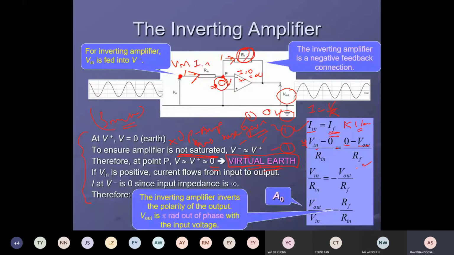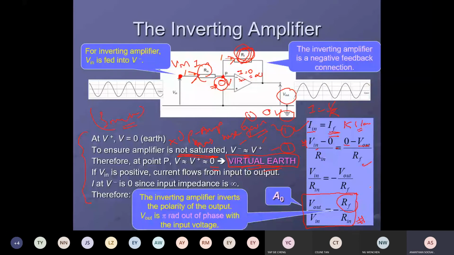After that, just rearrange V out over V in, and you get negative RF over R in. Yes. So what is this formula? The inverting amplifier gain formula is negative RF over R in. RF is the feedback resistance. R in is the input resistance.